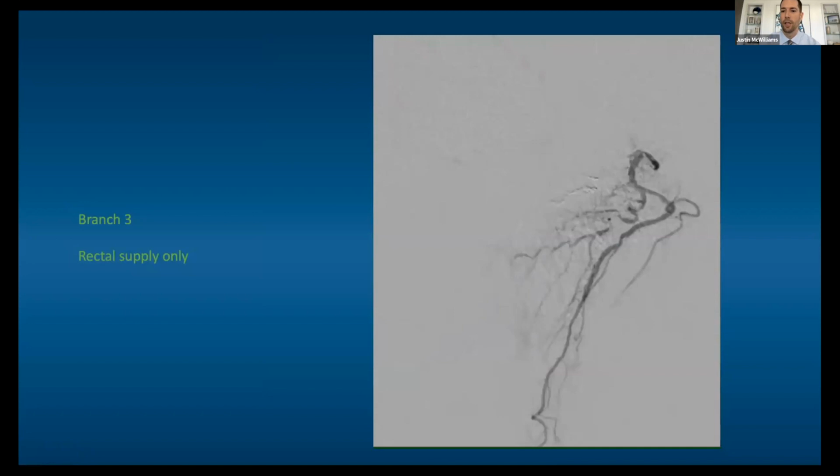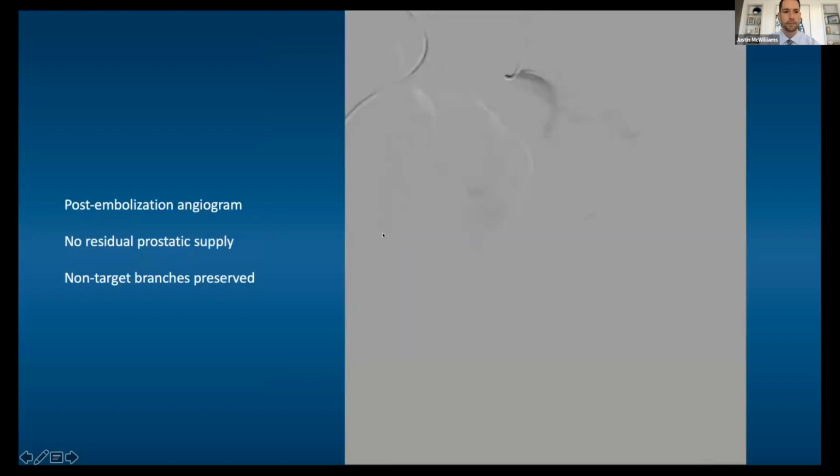And then we got into the third branch, and this is what a typical rectal supply looks like. So this is middle rectal artery. You can see the branch is more vertical going down towards the anus. Branches are overlapping with the air bubble of the rectum on the x-ray. And so this we did not embolize.